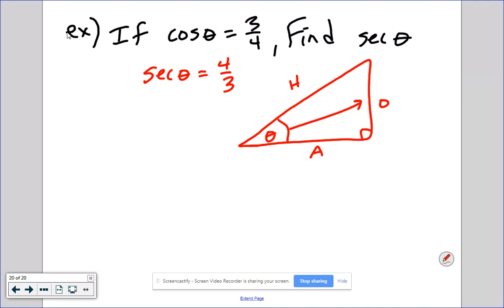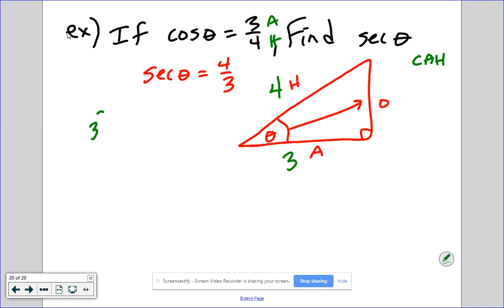And we know that cosine is the CAH in SOHCAHTOA, correct? Hypotenuse is 4, adjacent is 3. We get that from cosine, because cosine is adjacent over hypotenuse. So now we have to find the opposite side using the Pythagorean theorem.